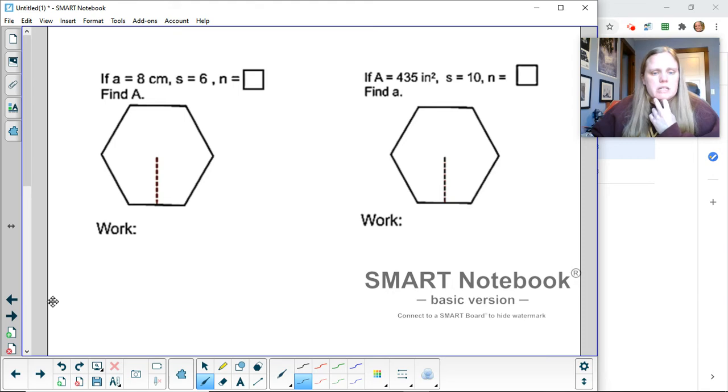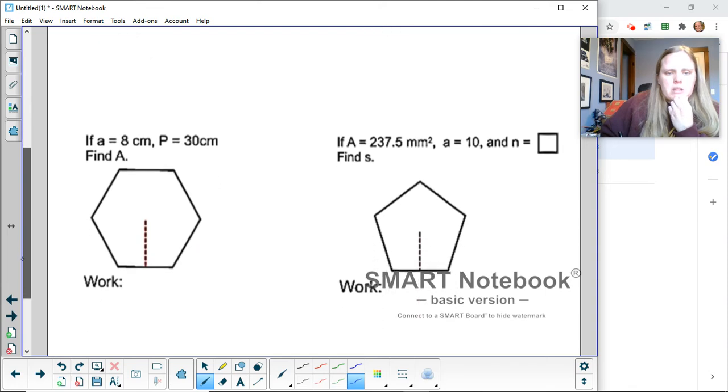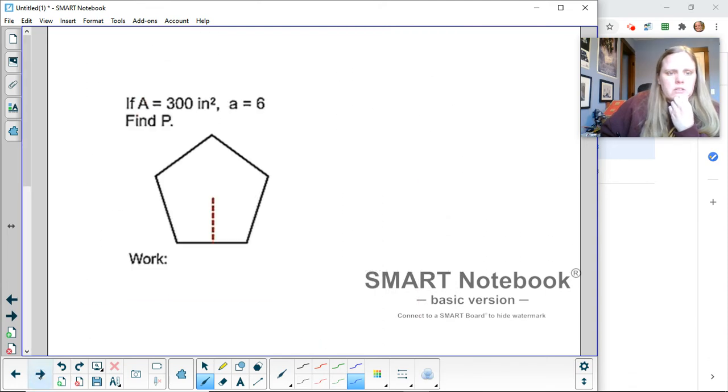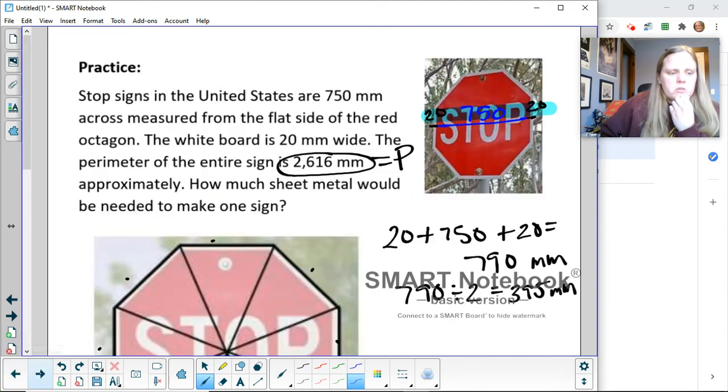All right, more examples. These ones are not as exciting. That stop sign was kind of exciting. Now you can go around and say, I know how much sheet metal it takes to make that stop sign. Because that'll be a very important fact for you. All right, we're going to find the area, or, ooh, these ones are harder. These ones are finding the missing parts. How many of these do we have? Ugh, quite a few.